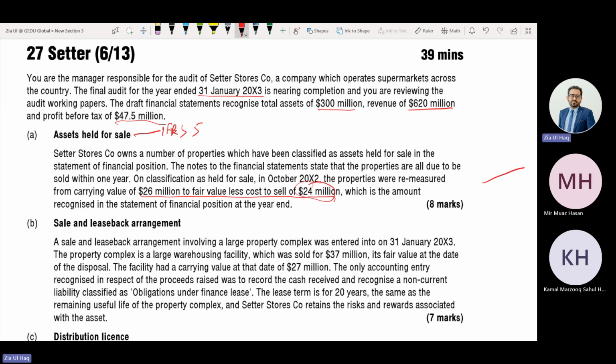So we should record it at the lower of this, right? Both carrying... No, that is the lower of cost and NRV for inventory. Then what will be the asset valuation? Its carrying value was 26, but you are going to sell it, so you need to measure it at fair value. When you have decided held for sale, you transfer from non-current to current assets. So in current assets, you should record on a fair value basis, 24 million. Is that what should be the evidence?